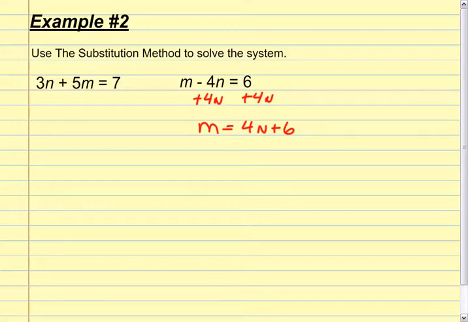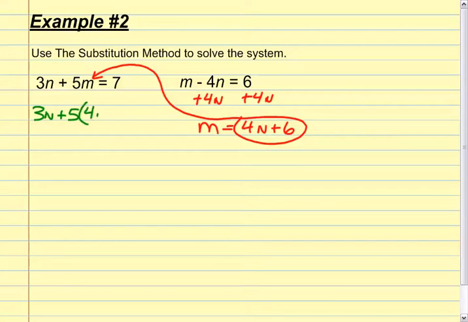Good. Now what? So now you want to take the second one and you want to plug in what you have for m in the m spot. Plug that in right here. Excellent. Now, Allie, what's that give us? That gives us 3n plus 5, and then in parentheses, 4n plus 6 equals 7. All right. Where do I go from there, William? 3n plus 20n plus 30 equals 7. Excellent.